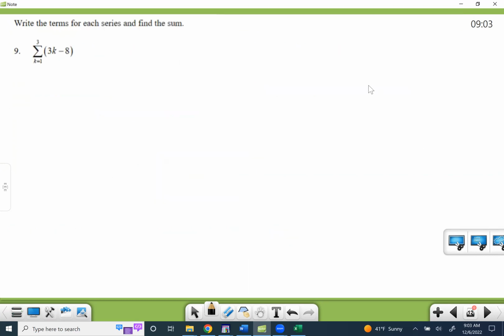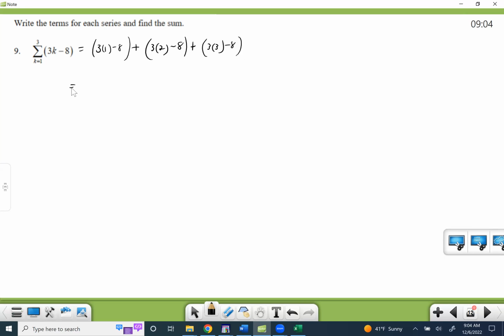Okay, so write the terms for each series and find the sum. This is a finite series. The first number that we're going to substitute in is 1, so we're going to plug in a 1. And we know to put plus signs, you just have to know because of the sigma; it's implied there. We're going to plug in a 2. And hopefully you can tell me when I'm going to stop. The top number is a 3, so that is the last one I'm going to substitute in.